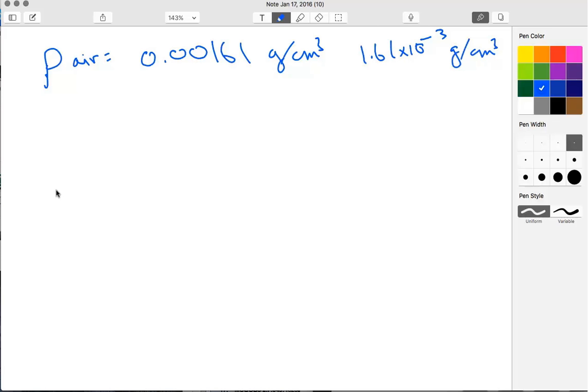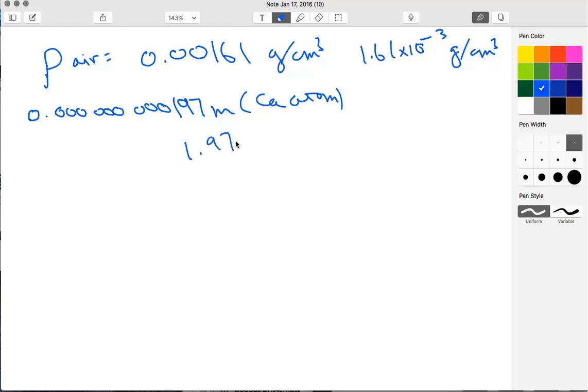And the radius of a calcium atom is 0.12345678997 meters. That's a calcium atom. That's how big across it is. It gets onerous to write that down all the time. So what is this number? This one in scientific notation is 1.97 times 10 to the minus 10 meters.